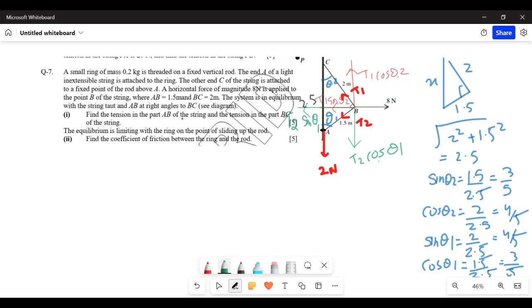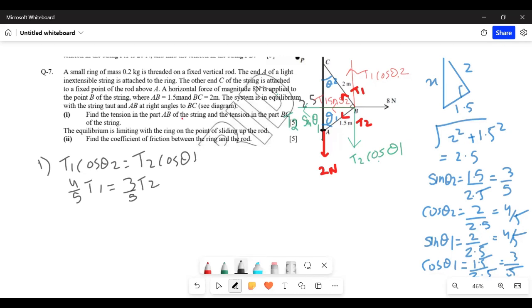Now let's resolve the forces, equate the forces. So it's going to be upward force T1 cos theta 2 equals downward component T2 cos theta 1. Cos theta 2 was 4 by 5, so 4 by 5 T1 equals cos theta 1, which is 3 by 5, T2.